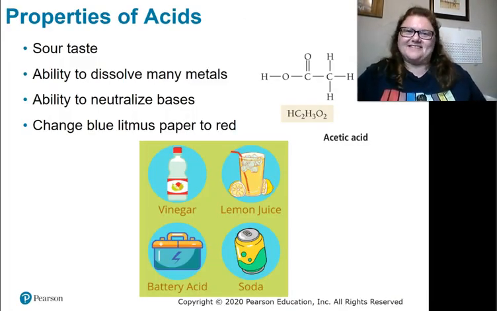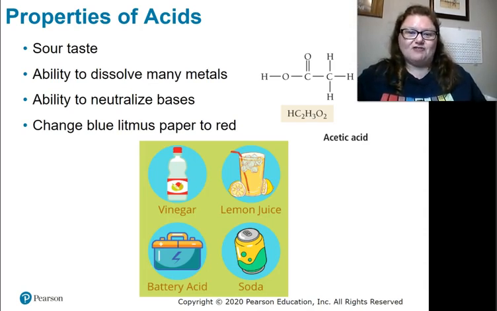So, properties of acids. We have the chemical formula and structural representation of acetic acid there in the top right corner, and that's vinegar. So, you probably already have that in your house right now, in your kitchen or in your cabinet, right? Acids have a sour taste to them typically. They may dissolve metals if they are strong enough. They neutralize bases, and they change blue litmus paper to red. Those are some identifying features of acids.